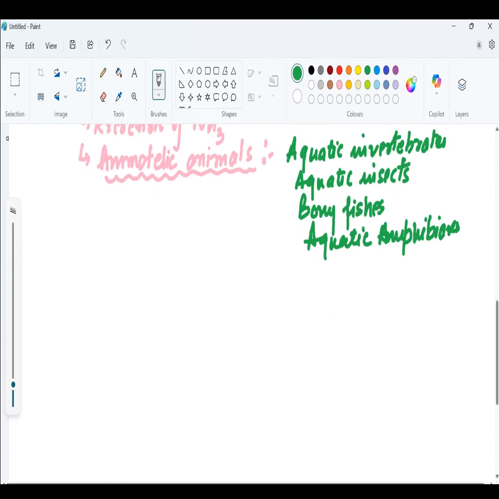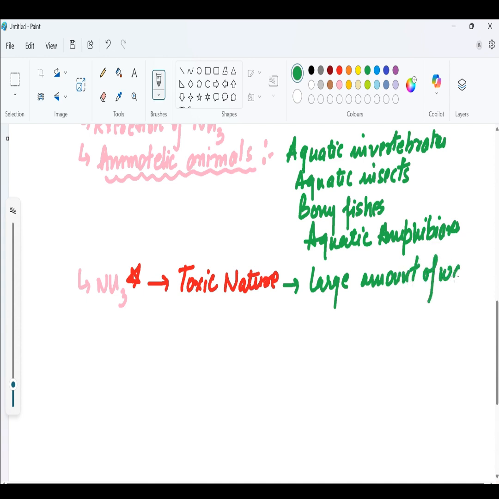As we know, the ammonia that I'm talking about here is highly toxic. It is very much toxic in nature. That is why it requires a large amount of water for its excretion. That is why most of the ammoniotelic animals are found in water, because ammonia is highly toxic, and to remove this ammonia from our body, what do we require? We require a large amount of water. And what are the examples? We have aquatic invertebrates, aquatic insects, bony fishes, and aquatic amphibians as well.